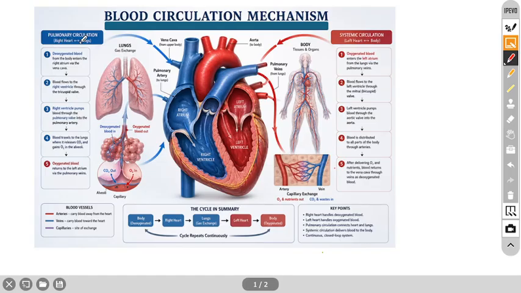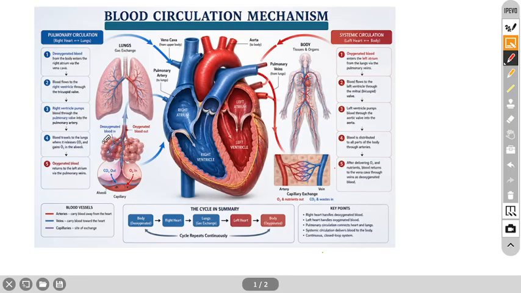What is the pulmonary circulation? You may understand this flow chart. Deoxygenated blood from the body enters the right atrium by the vena cava. Then blood flows to the right ventricle through the tricuspid valve. Then the right ventricle pumps blood through the pulmonary valve into the pulmonary artery.